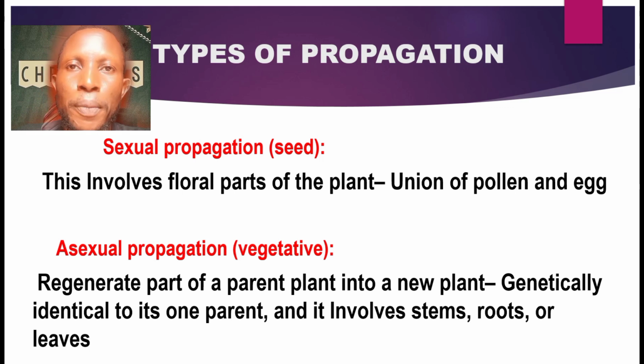Types of propagation. Now we have what we call sexual propagation. This involves the floral part of a plant, the union of pollen and egg. So when the pollen and egg come together, it is when this can be formed. Then we have asexual propagation, which is by vegetative means. Asexual propagation is regenerating part of a parent plant into a new plant. Genetically identical, it is one parent and it involves stem, roots, and leaves.